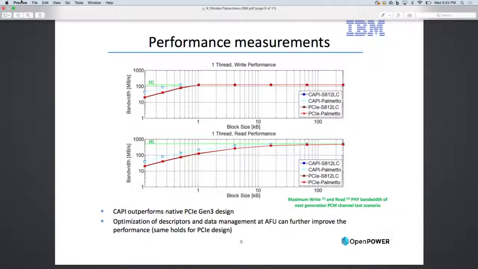In this chart, we measure the write and read system performance for different data block sizes, and we also compare CAPI and PCIe. We observed that the CAPI-based controller outperforms the native PCIe design, and we get similar results for both systems, the S812 and the Palmetto. And for large block sizes, the system bandwidth basically is limited by the PHY bandwidth of the specific PCM chips, while for small sizes, we can even improve the performance by doing some further optimizations in the data management and the descriptor management at the AFU.